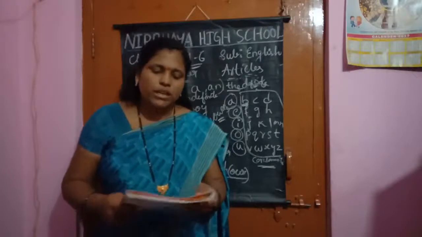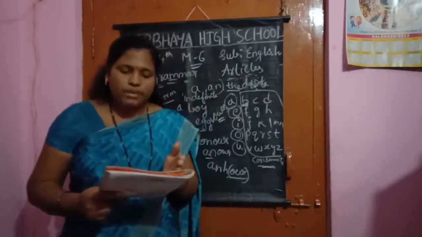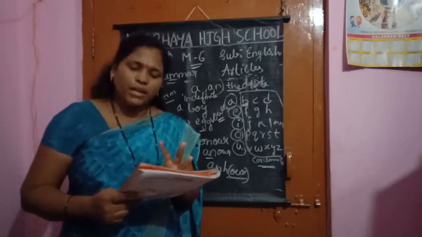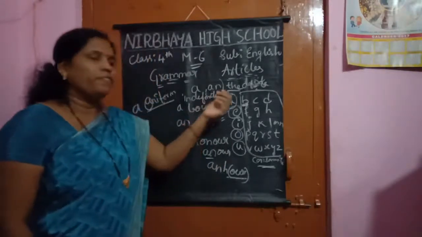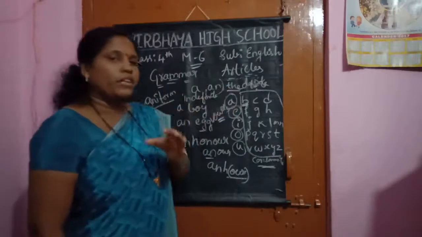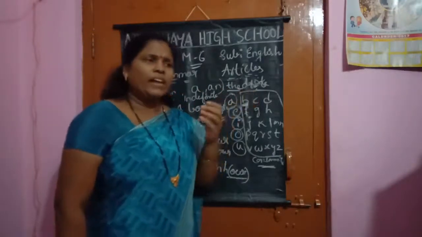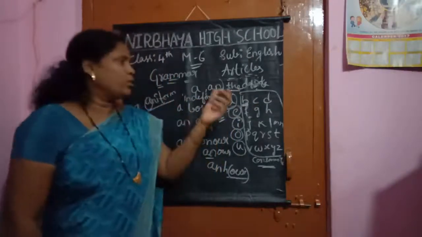Understood, children? See here: The thief who stole the diamonds has not been caught. The sun is shining brightly. These are examples of "the". Now, I hope that you have understood about "a" and "the". And I want to tell you another point about "the".